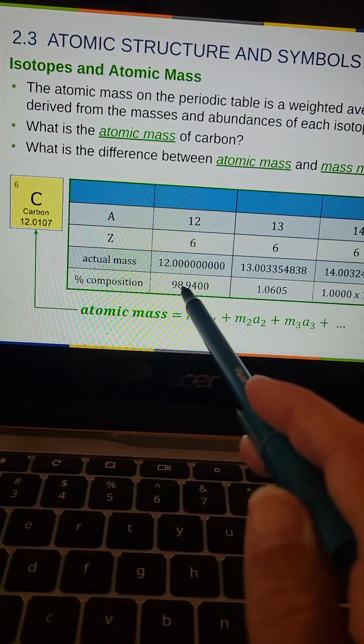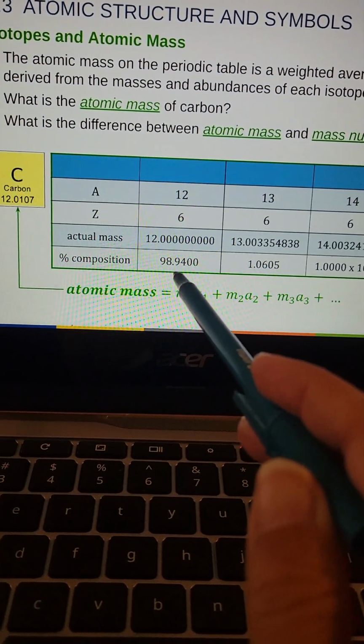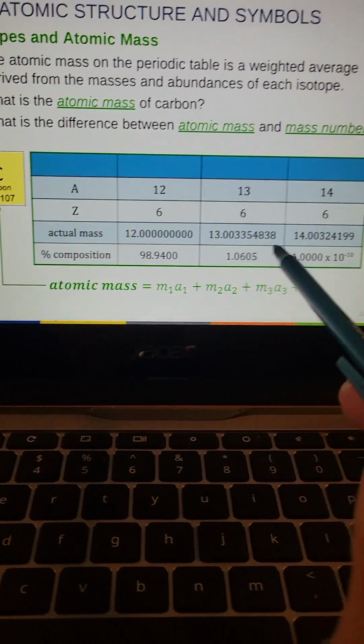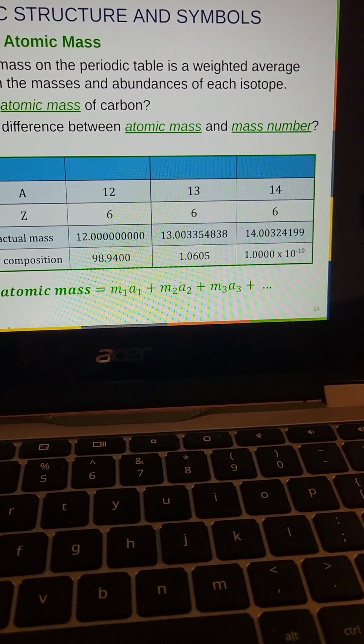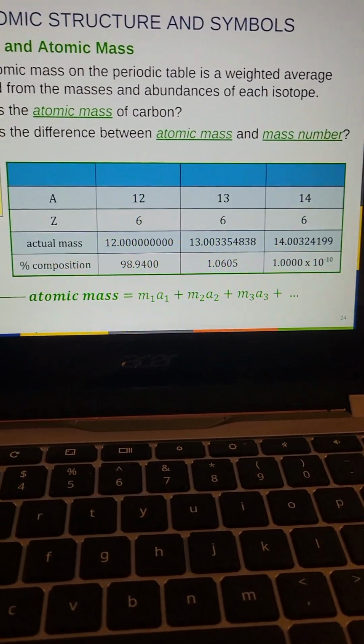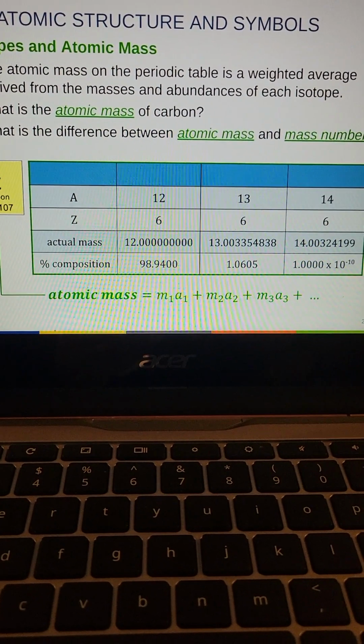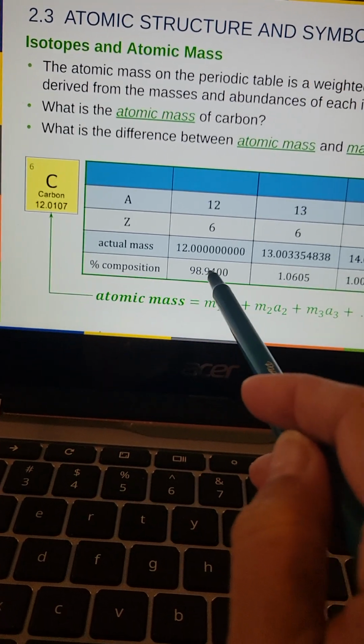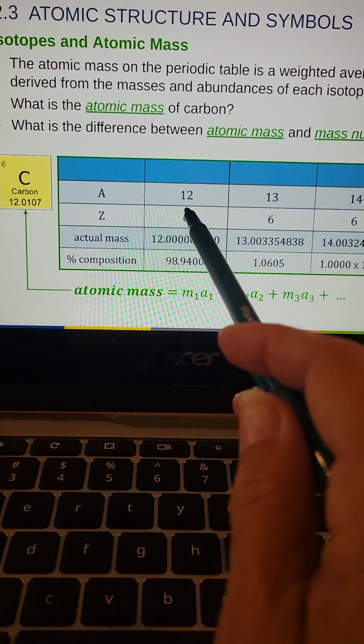So in other words, we're going to count the 12 98 times out of 100, whereas this one we're only going to count 1 time, and this one is basically negligible. Okay, so that's going to come into account when we do our calculations. So we're going to figure out how this gets calculated using the percents and using the mass.